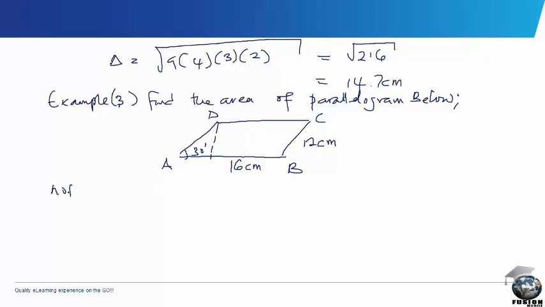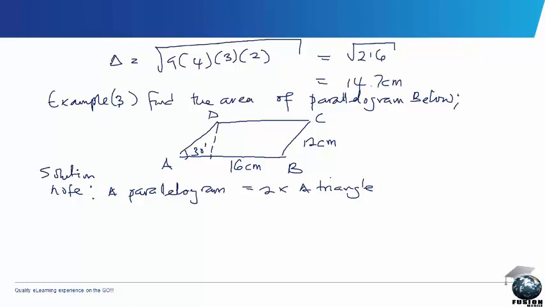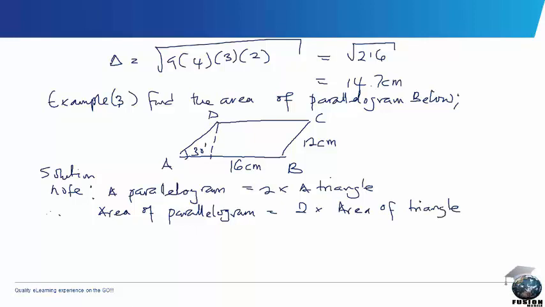Remember what we said, that you should note that a parallelogram is equal to 2 times a triangle, and so therefore the area of a parallelogram is equal to 2 times the area of a triangle. So area of parallelogram is equal to 2 times area of triangle, and we're only saying that this is 2 times half base times height.